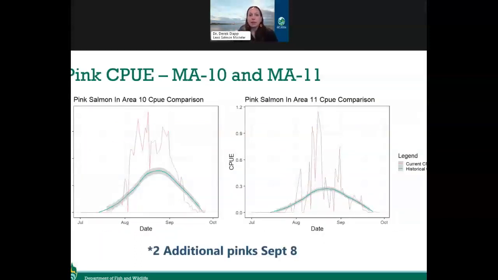So this is looking at the pink fisheries for both Area 10 and Area 11 side by side. They were really similar for this year. We had, again, above average CPUE for both of these fisheries. You can see Area 10 on the left and Area 11 on the right. And we did have additional pinks added to this quota as of the beginning part of September, on September 8th. So, again, this was very typical of this really big run of pinks that we saw in Puget Sound this year.